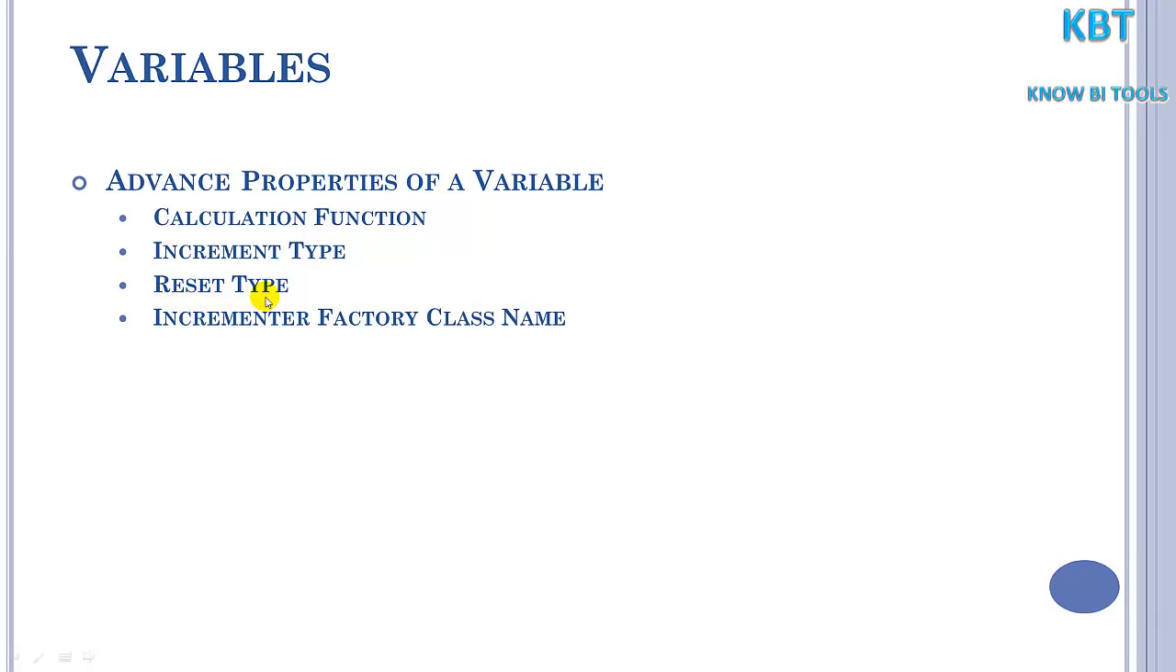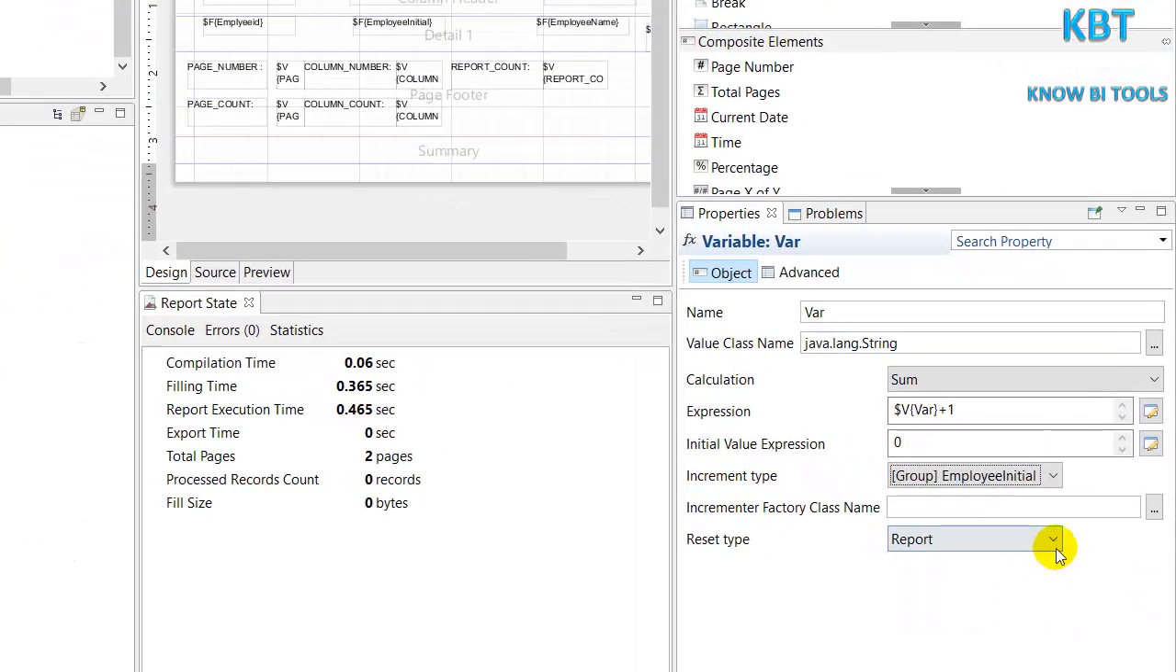Reset type. Reset type defines when the variable should be reset to the initial value. There are a lot of reset type options, like report, page, column or any group you have.